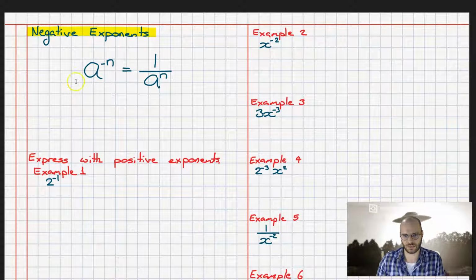Now, the way in which we do this is we have an index law we can use that tells us that a to the power of negative n can be rewritten as 1 over a to the power of n. So what we've got here is a way of converting between the form containing a negative index and the form that has the value represented as a positive index but in the form of a quotient.